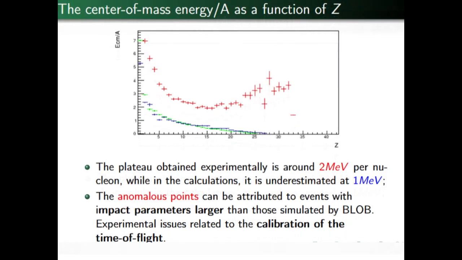We observe a plateau in the experimental data in red around 2 MeV per nucleon, while the simulation underestimates this at about 1 MeV. The anomalous points are likely due to events with larger impact parameters than those simulated by BLOB. Experimental issues related to time-of-flight calibration may also have played a role.